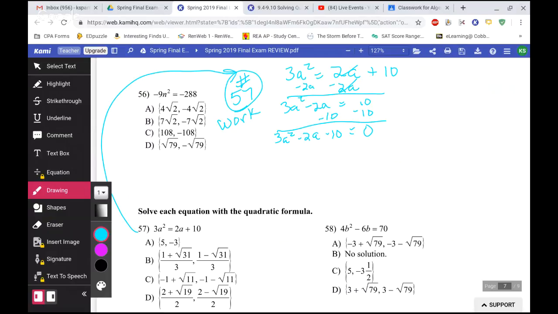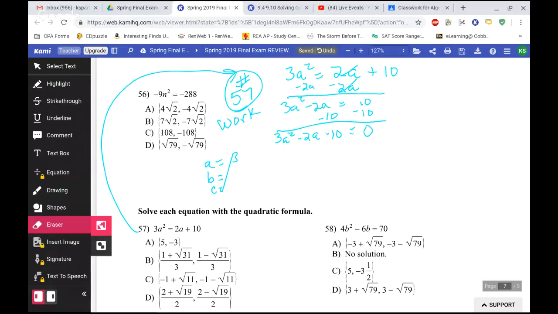Plug it into the quadratic formula. Well, first you identify A, B, and C. Yes, identify A, B, and C. Good job. So A is what? 3. Good job.